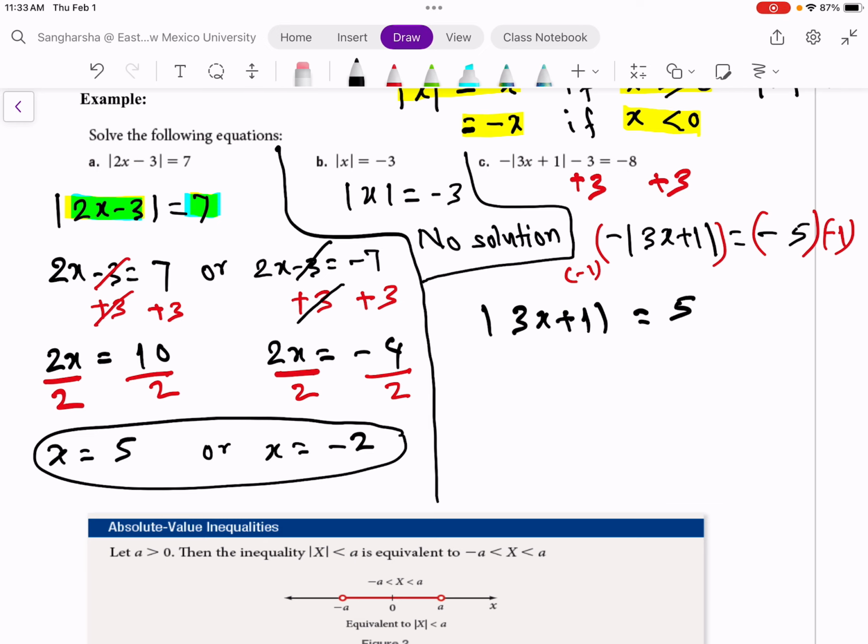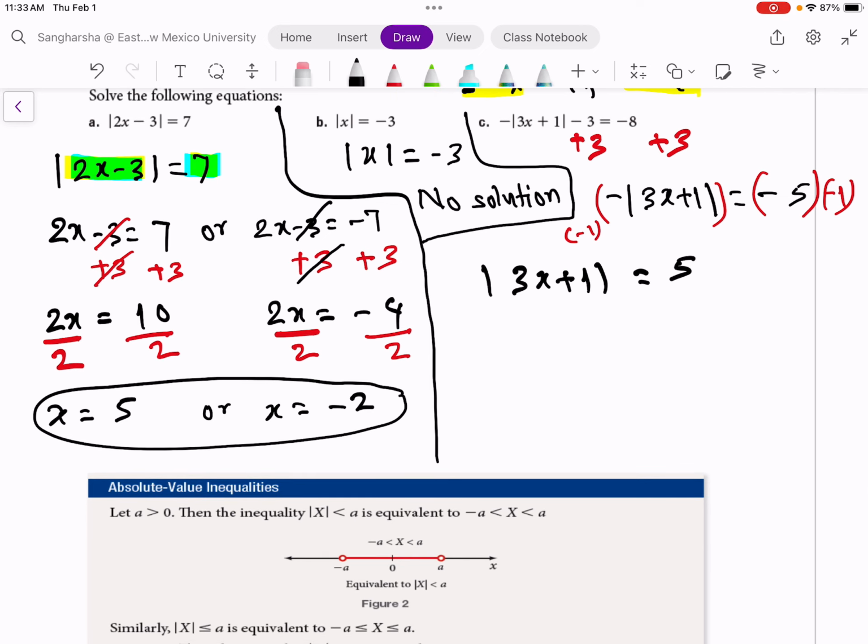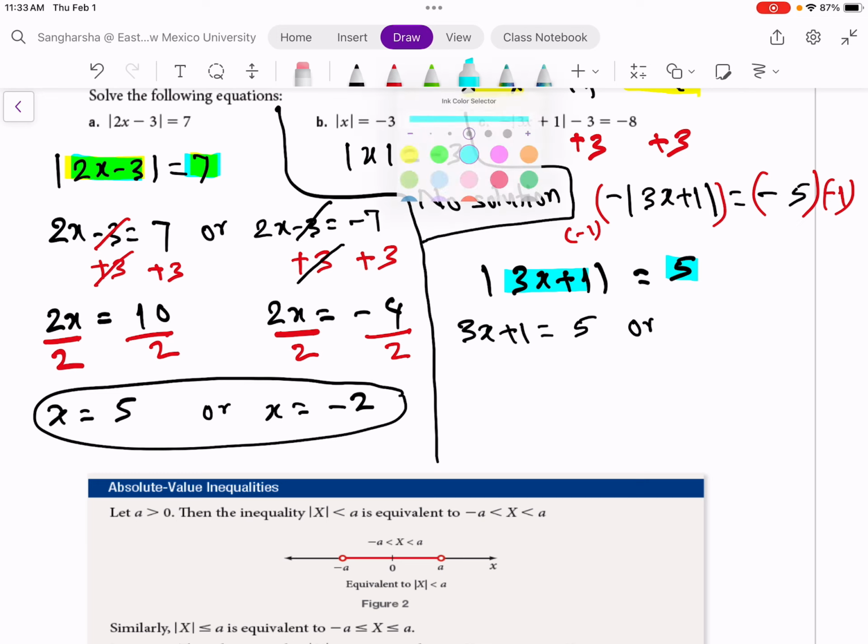Now using the definition, you're gonna write whatever you have inside the absolute value sign. So we have 3x plus 1 equals the positive of whatever you have on the right side, which is positive 5, or just repeat the same thing. Write down whatever you have inside the absolute value. We have 3x plus 1 equals negative of the right side, which is negative 5.